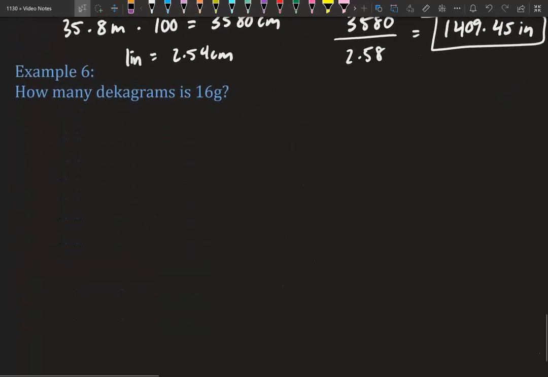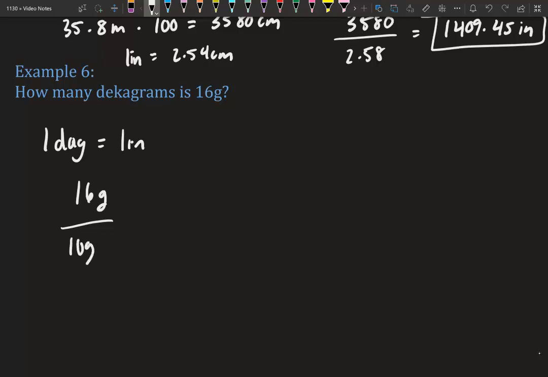How many decagrams in 16 grams? So 1 dag, which we say decagram, that's a dag, is 10 grams. So if we're going bigger, decagrams are bigger. Since they're bigger, we're going to divide. So 16 grams divided by 10 grams per deca, and we get 1.6 dags.